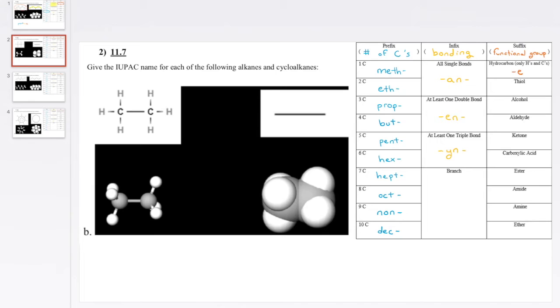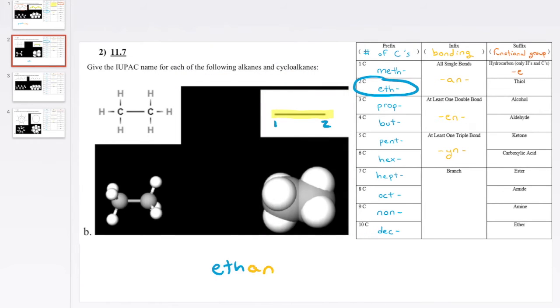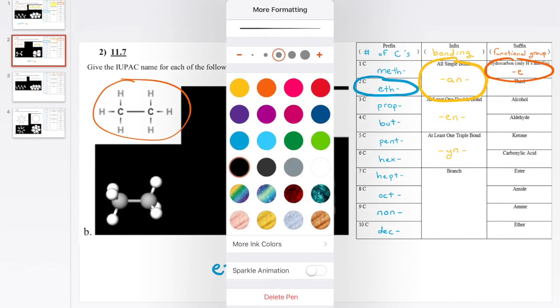All right, we're going to follow the same procedure here. First, let's get the prefix based on the number of carbons. Here we have 1, 2 carbons, so the prefix is eth. We only have single lines, so the infix is AN. And it's a hydrocarbon. It's only made of hydrogen and carbon, so the suffix is going to be E. The name for this molecule would be ethane.